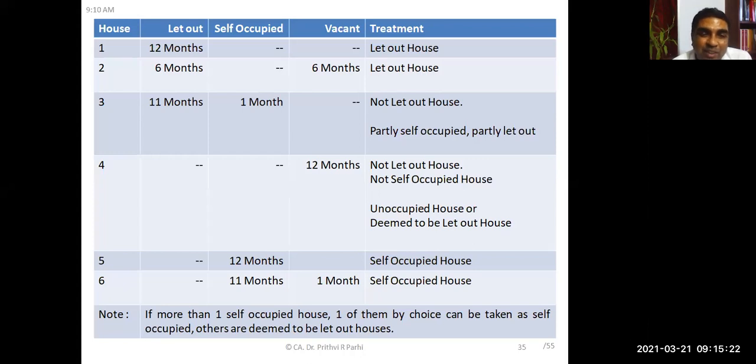Let us say it is 12 months self-occupied. It's not let out, not vacant. Entire 12 months is self-occupied. What will we treat it as? Self-occupied house. Good, no doubt about it. And if it is 11 months self-occupied and 1 month vacant, it's not let out. Self-occupied plus vacant. What will we treat it as? Self-occupied house. Did you understand this concept?